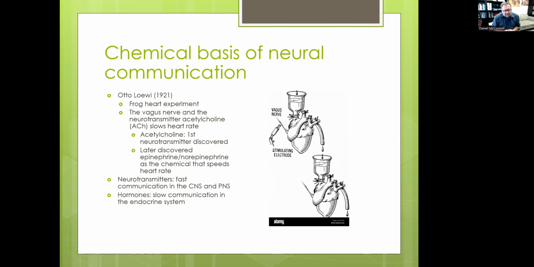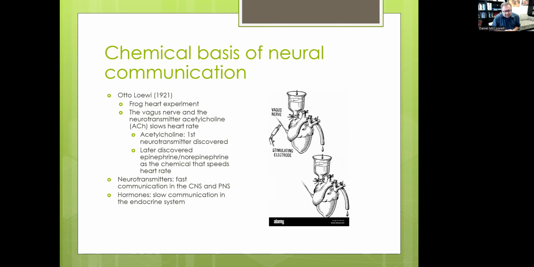Loewi had a frog heart that was still attached to the vagus nerve. The vagus nerve regulates heart rate, and one of the neurotransmitters, which of course he did not know about at the time, was acetylcholine. What we now know is that the vagus nerve uses the neurotransmitter acetylcholine to slow down heart rate. Let's look at the diagram here on the side.